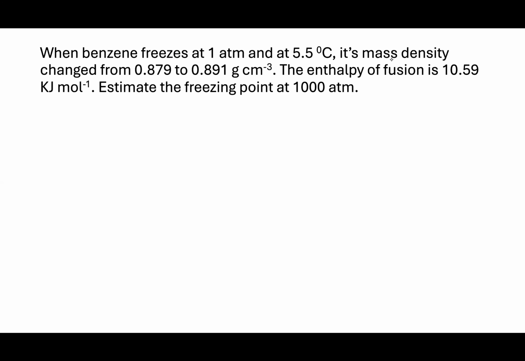So we still have the same basic idea, right? We have P minus P star equals delta H over T star delta V, times T minus T star. Okay? And we're basically looking for what is the value for T, right? And T star is going to be at 5.5 degrees Celsius. Okay.